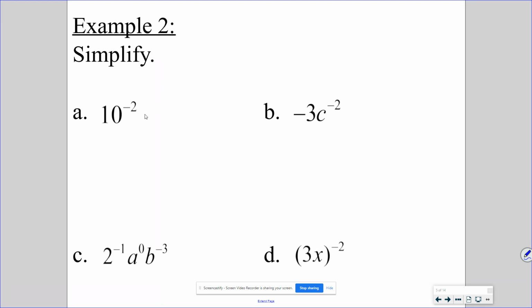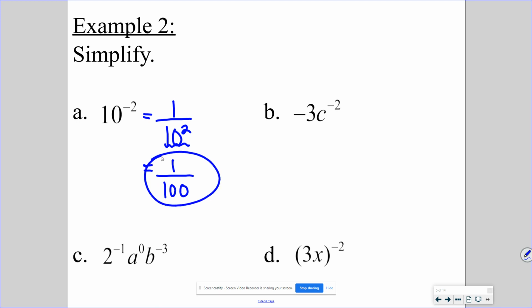If your job is to simplify, that means that you're going to turn this into a positive exponent. So this negative power here means that it needs to be rewritten as a fraction, okay? And then once you rewrite it as a fraction, the exponent can change from negative to positive. So 10 to the negative second is equal to 1 over 10 to the second. And then this time, just because I have numbers, I can simplify and say 10 to the second is equal to 100. So 1 over 100 is your solution there.